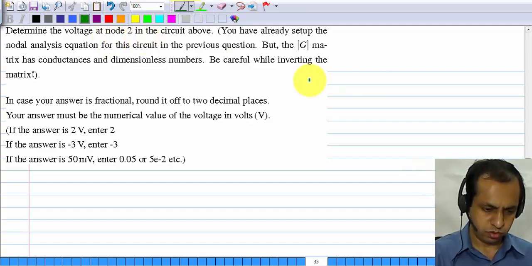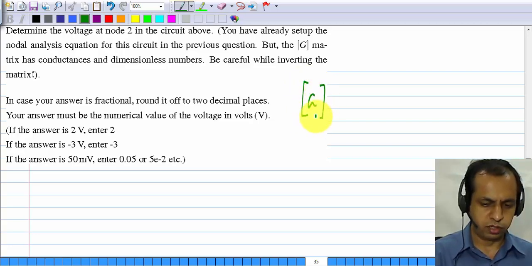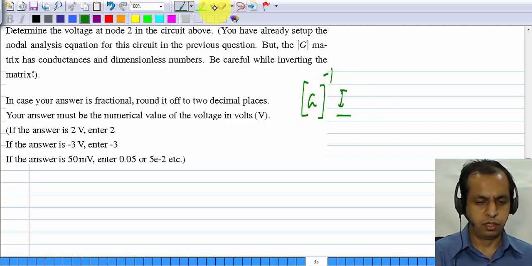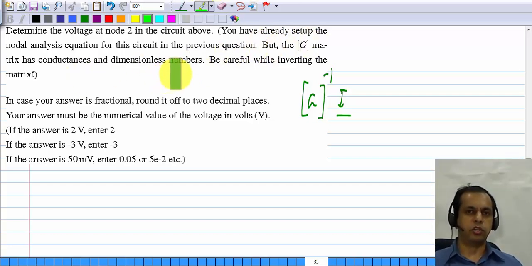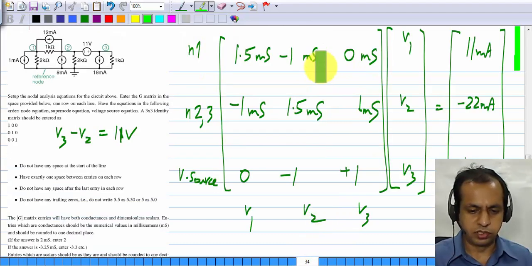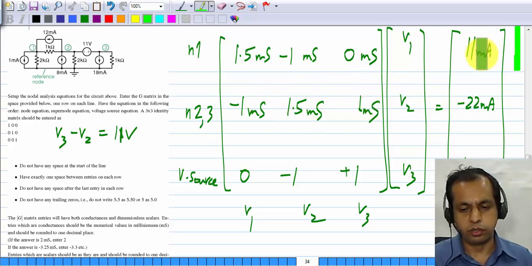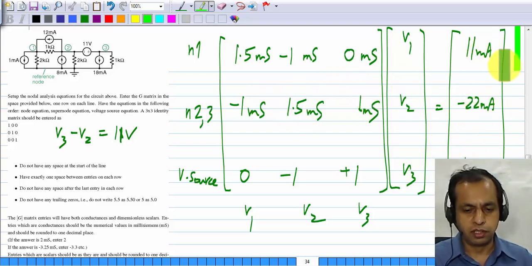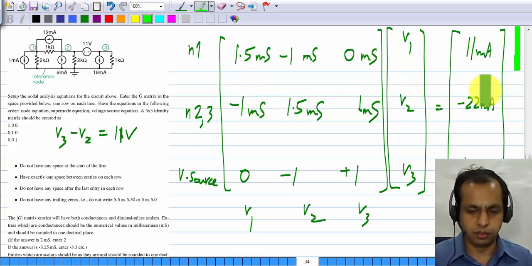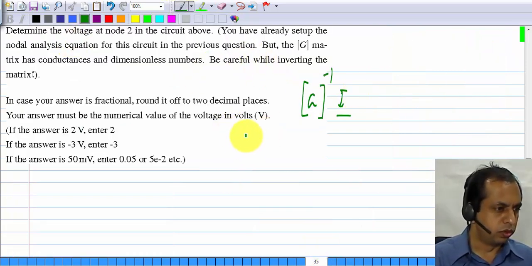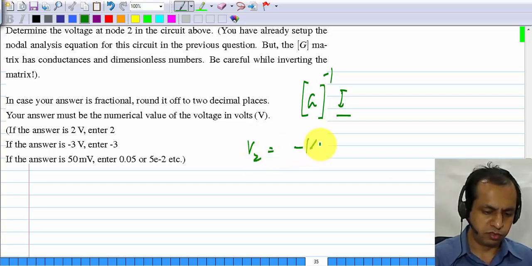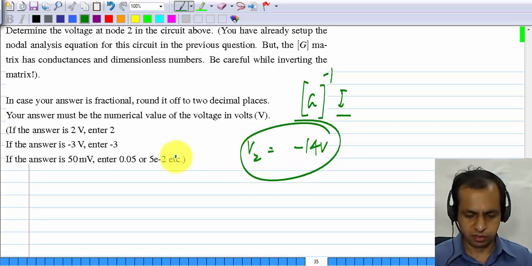So you have to find G inverse times I. Because you have conductances and dimensionless numbers, you have to take the conductance also while calculating the inverses. Okay. Or in this, if you have everything in Siemens and here you have amperes and volts, things will be consistent. Similarly, if you have everything in millisiemens here and milliamps and volts, that will also be consistent, and so on. Okay. And this voltage at node 2, this turns out to be minus 14 volts. Okay. So that's the answer.